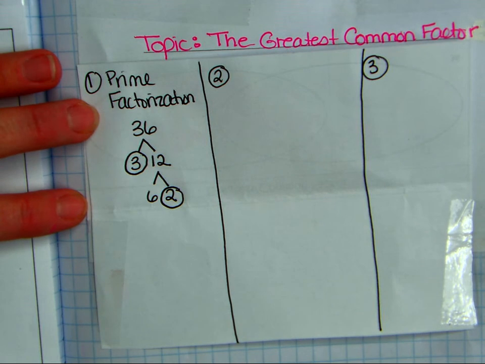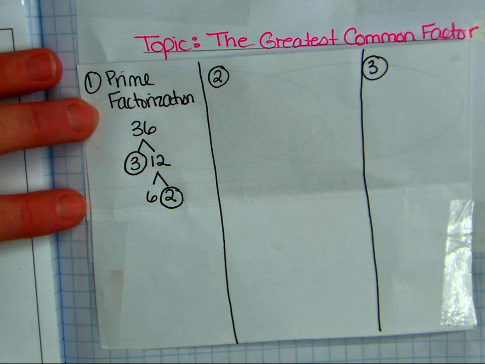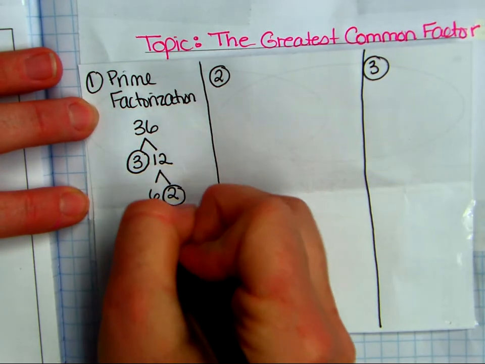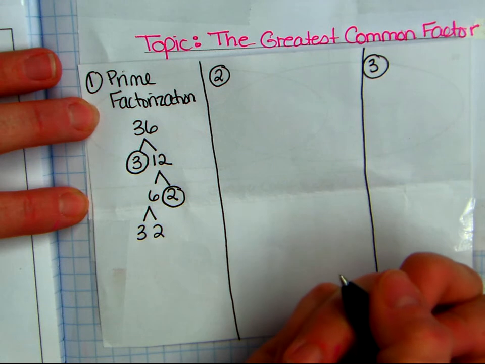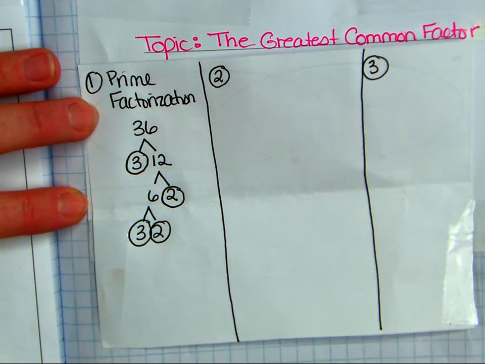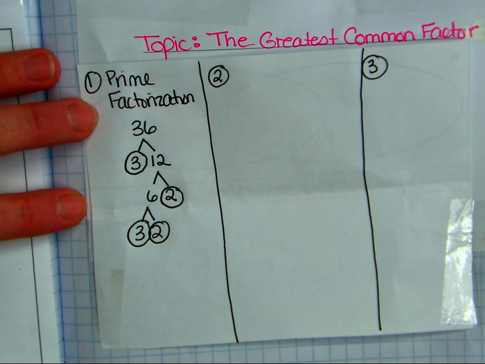So we got to keep going with 6. What are two factors of 6? Abby? 3 and 2. And are those prime? They are, so we're going to circle those as well. And we're done. We can't go any further with that one. So now we're going to do 40.